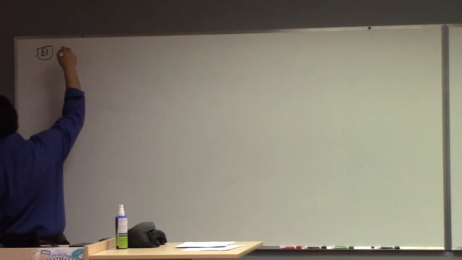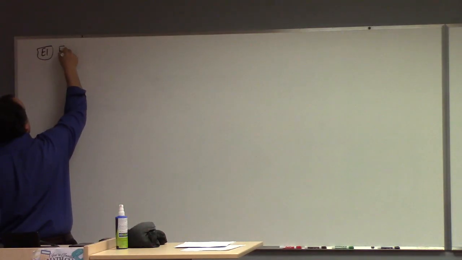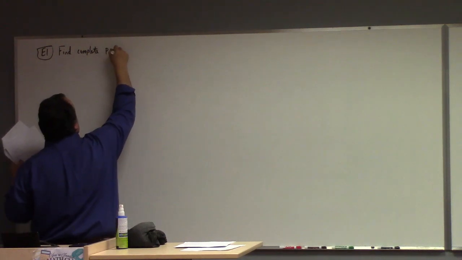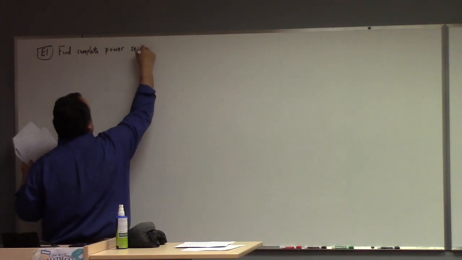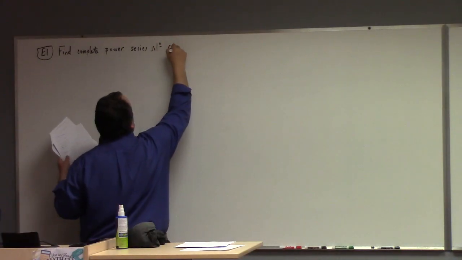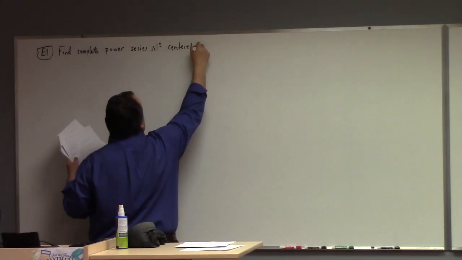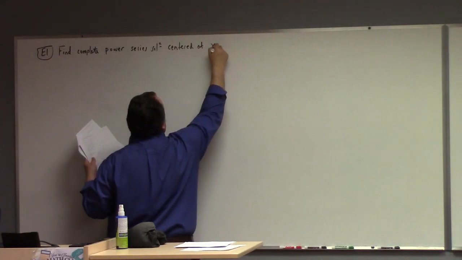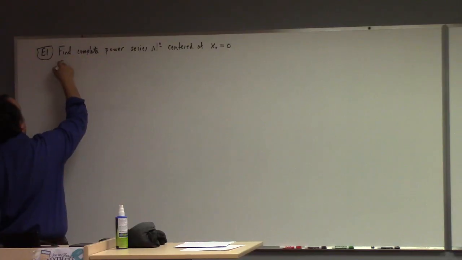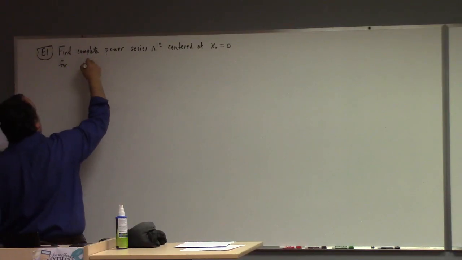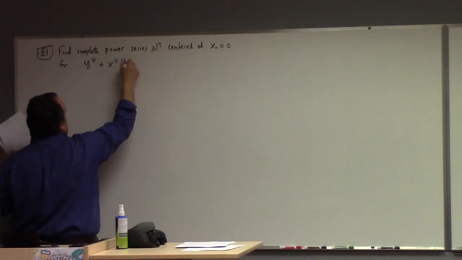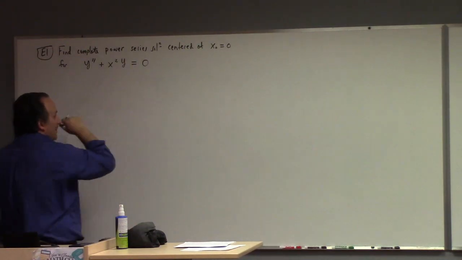And so here we go. We're going to try to find the complete power series solution centered at 0 for the differential equation y prime prime plus x squared times y is equal to 0.